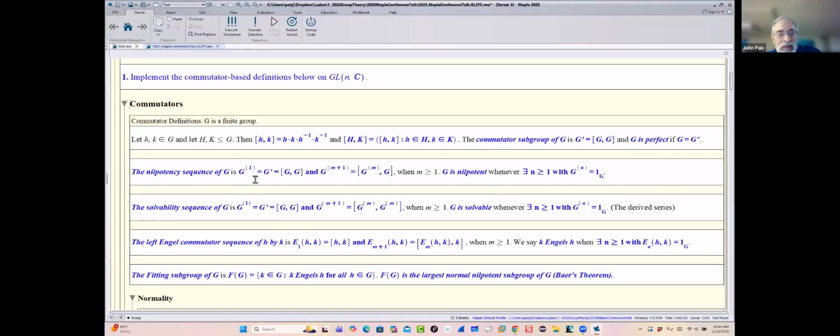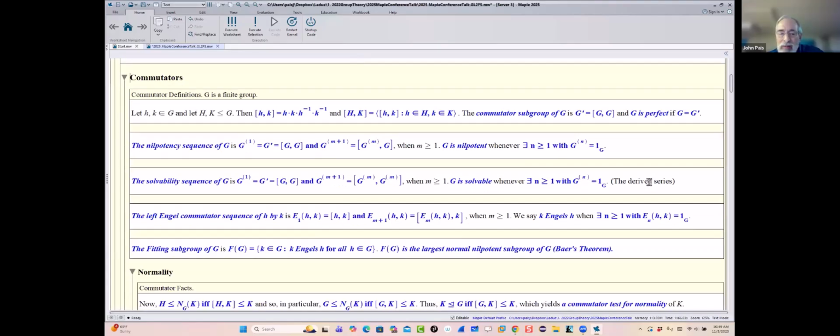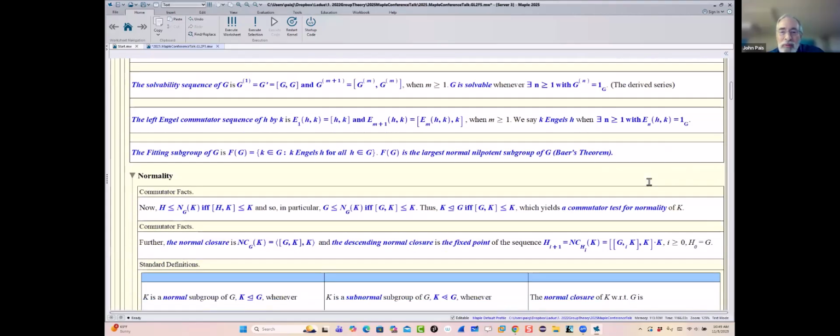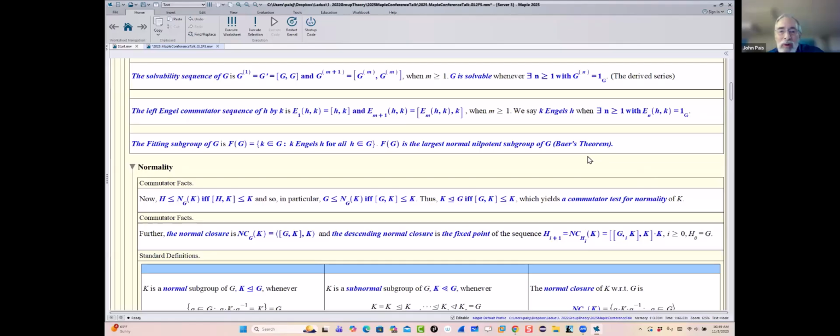The nilpotency sequence is pretty standard, defined with commutators, and basically if this sequence ends on the trivial subgroup, then the group is considered to be nilpotent. Similarly, the solvability sequence is defined standardly here with commutators, and if it ends on the trivial subgroup, then the group is considered to be solvable. This is also called the derived series.